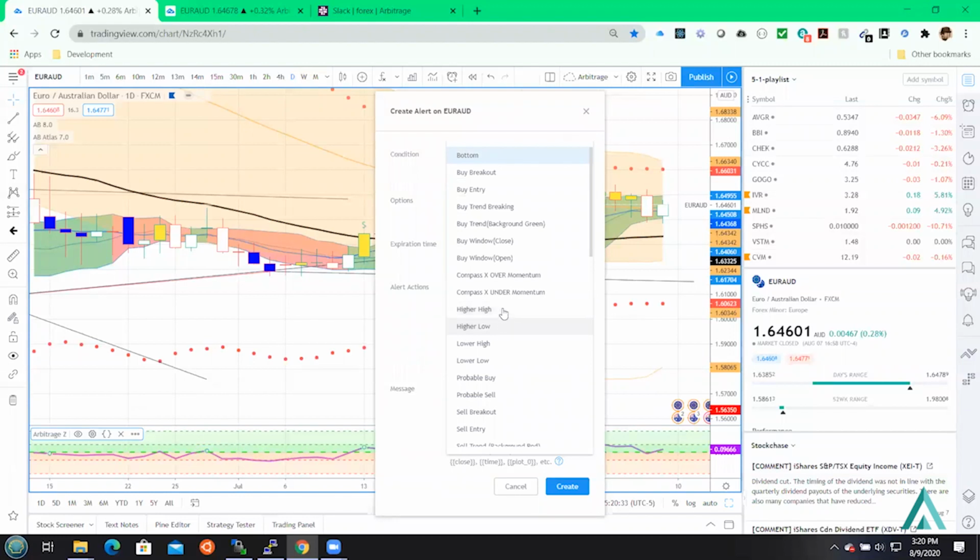All right. Also, what used to be the relative highs and relative lows, we now actually have the ability to do the higher highs, higher lows, lower highs, and lower lows.